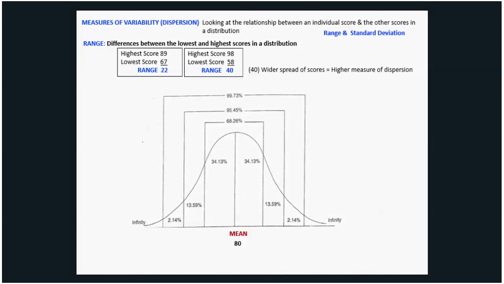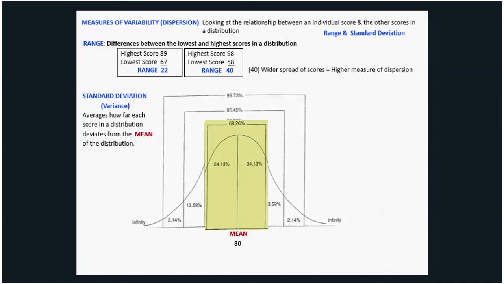Now, the standard deviation, or standard variance, okay? It averages how far each score in a distribution or a set of scores deviates from the mean. So you're looking at how each score varies, or what each score's relationship is to the average of that group of numbers. Normally what you'll see is you go out to 3 standard deviations.